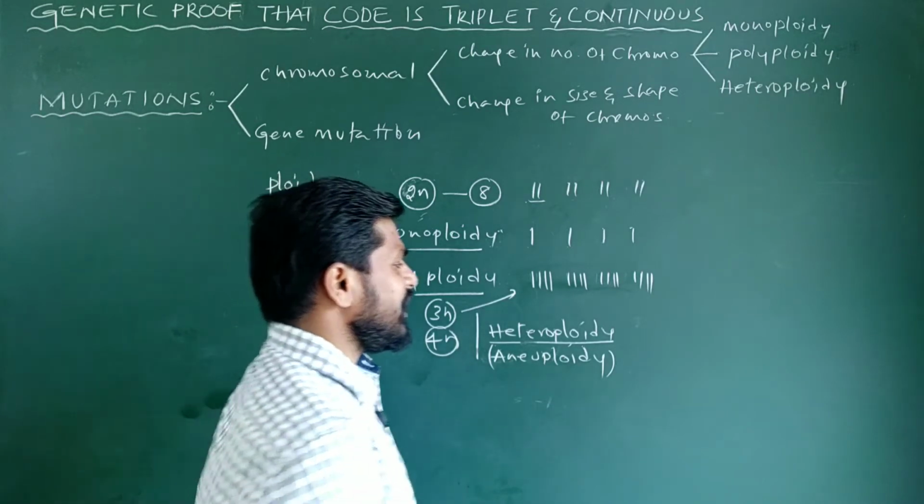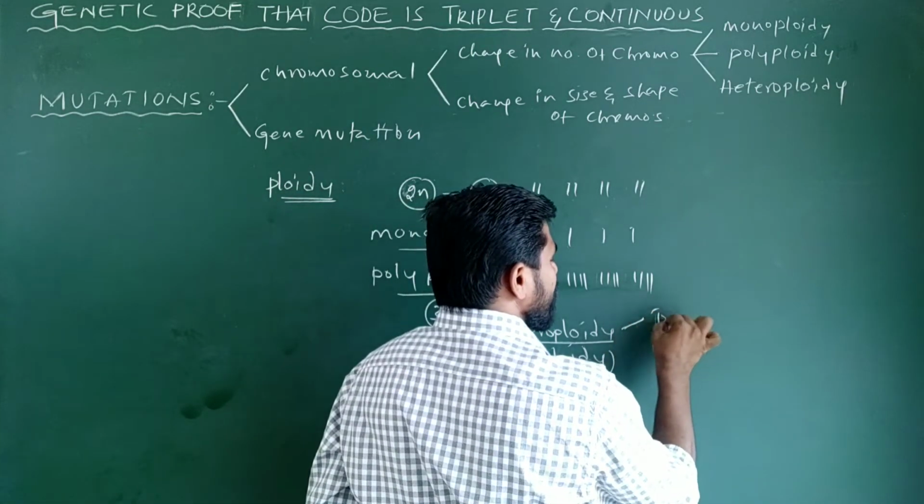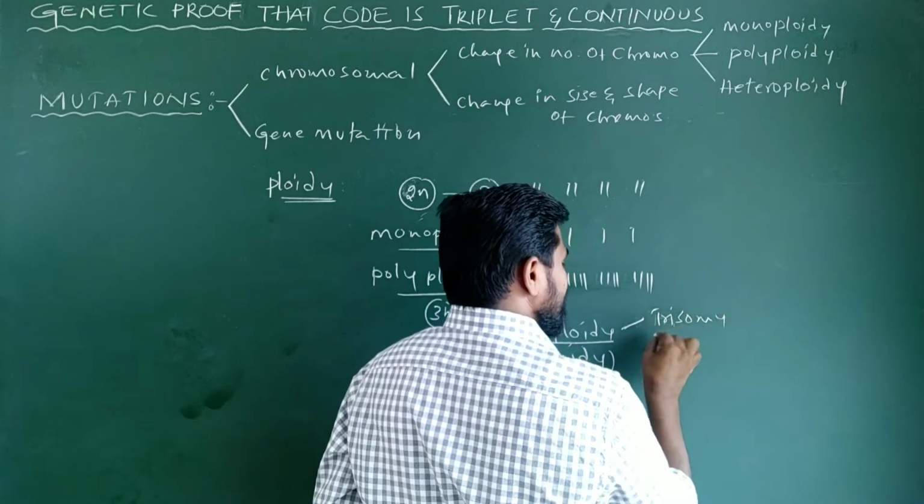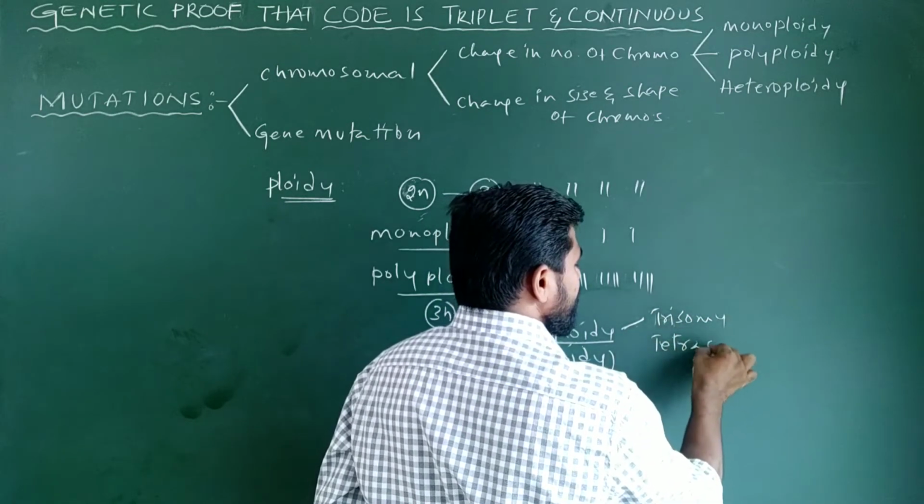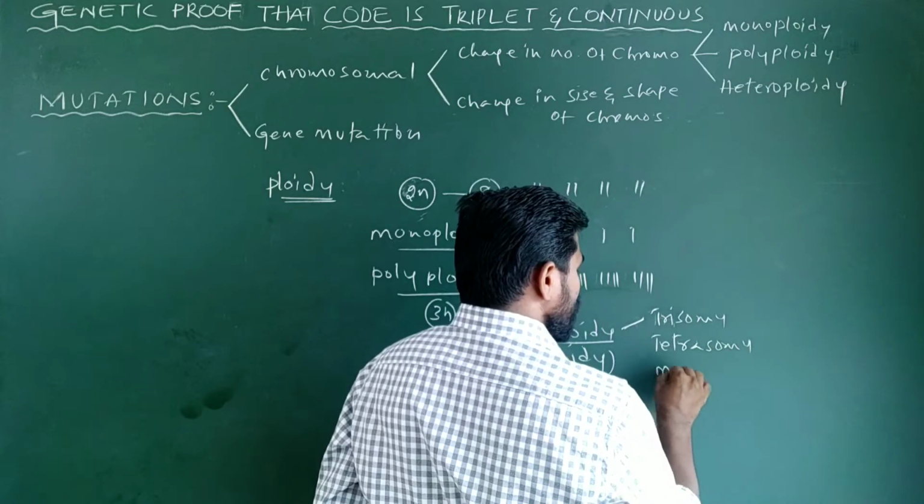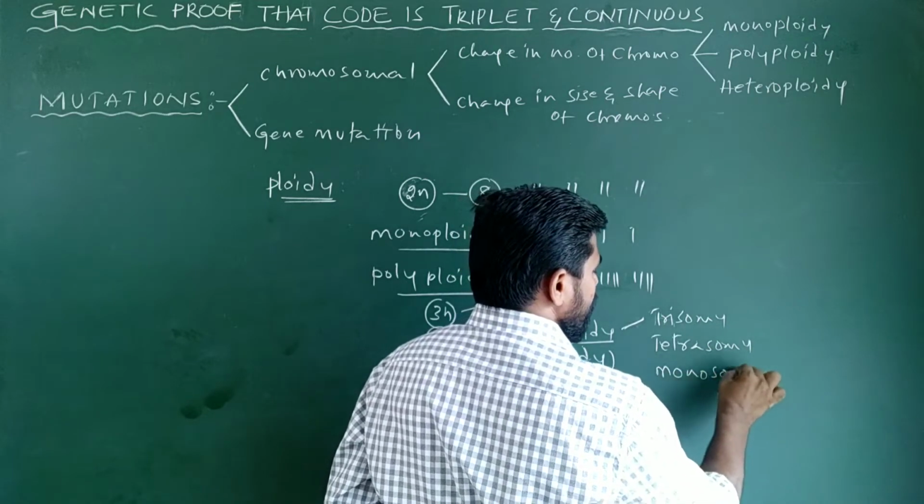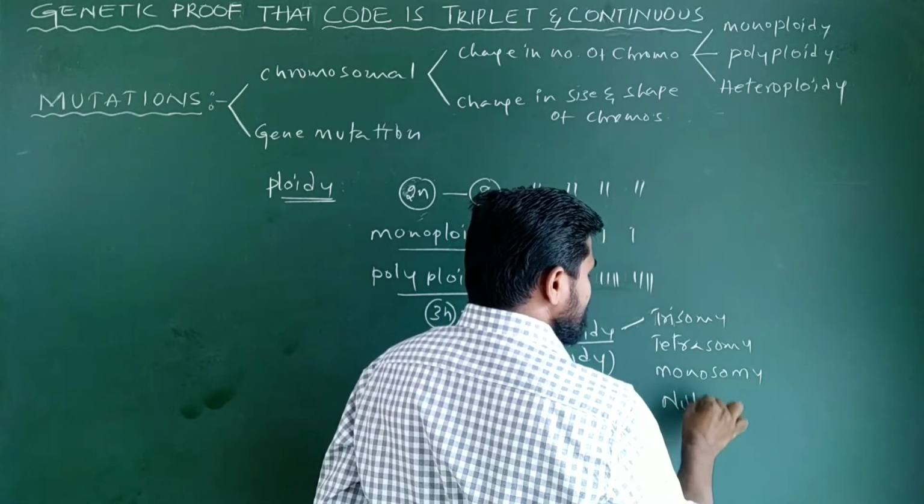Here, heteroploidy is of four types. These are trisomy, tetrasomy, monosomy and nullisomy.